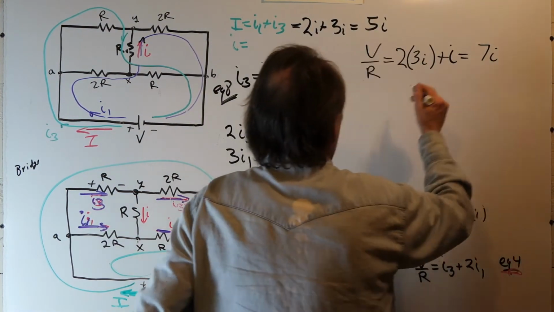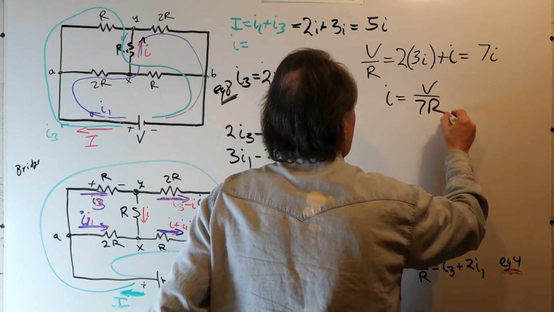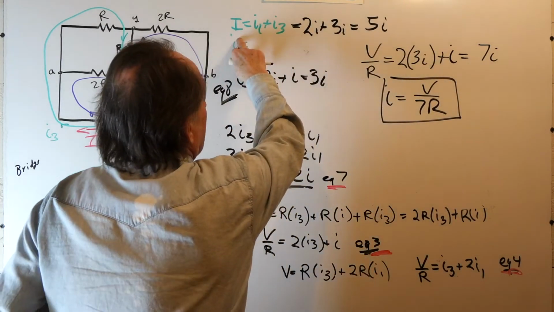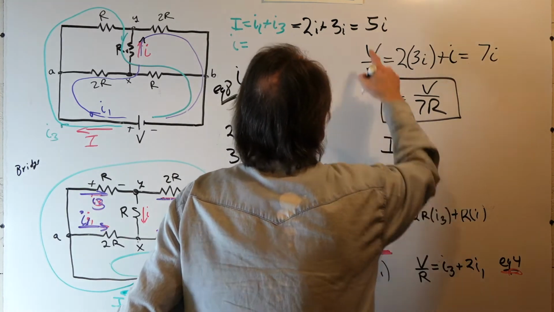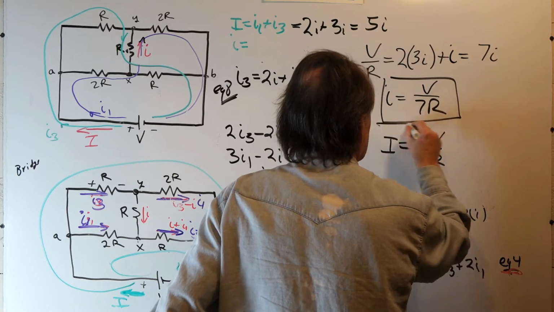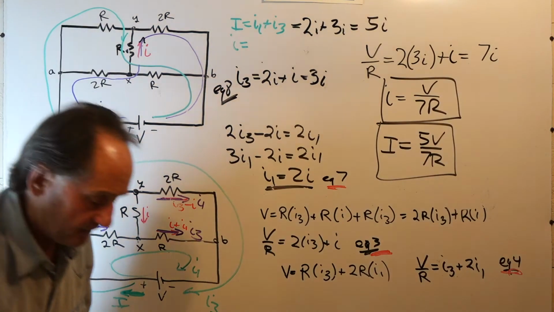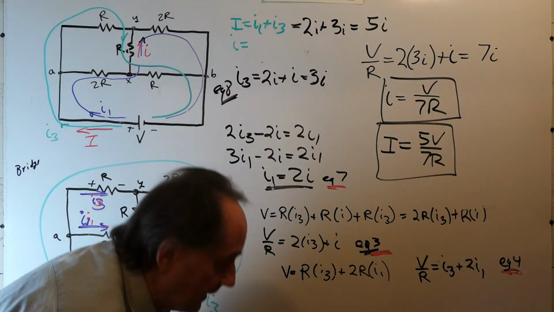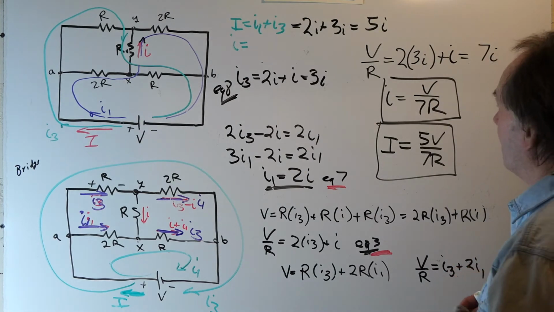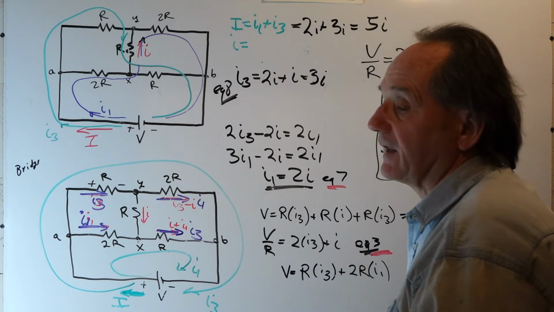So we're done. We can solve for I now. I is equal to V over 7R. That is the answer. And since we have I, we get capital I. Capital I is 5 times I, or 5V over 7R. So there's the answers. A lot longer than the first method, but it shows that as long as you do everything correctly, all roads lead to Rome. You get the same answer. The answers are unique.